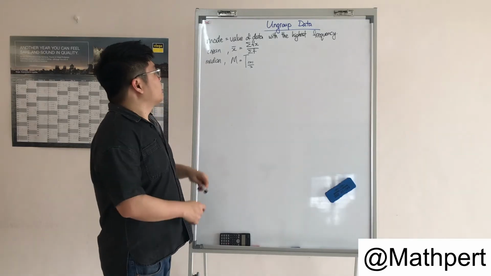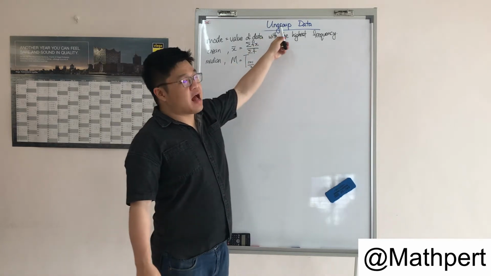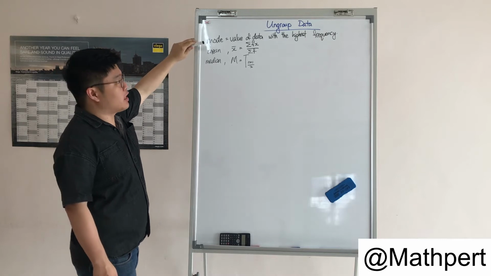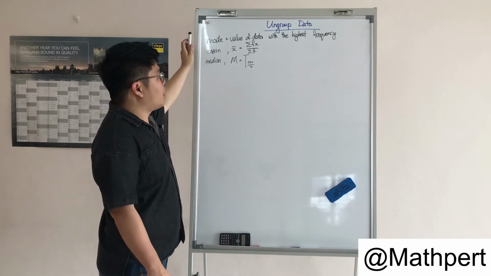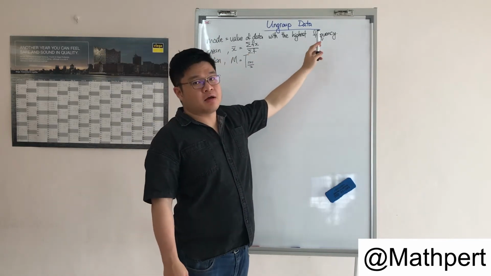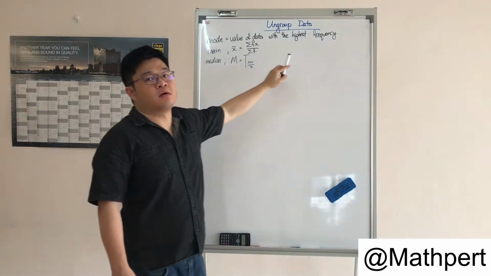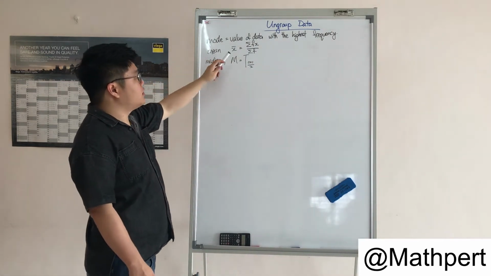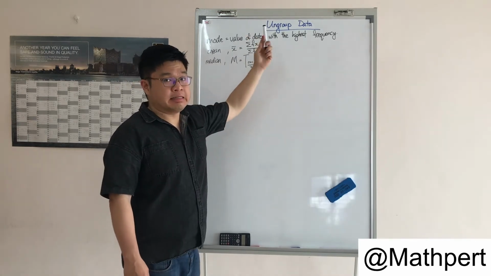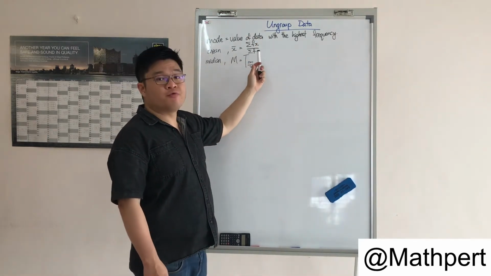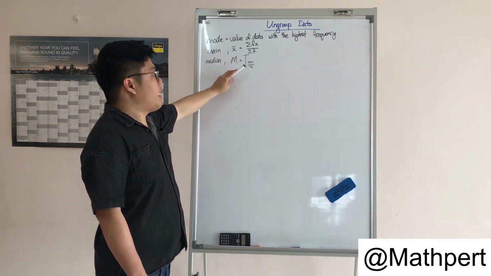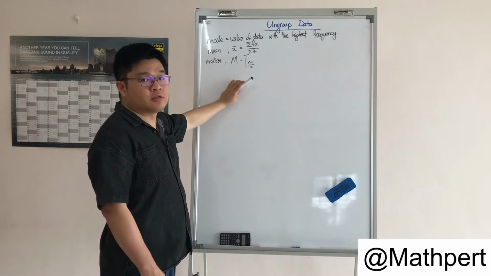Now let's take a look at mode, mean, median for ungrouped data. In ungrouped data, mode has the same definition as what we talked about previously. The definition of mode is the value of data with the highest frequency. Mean equals the summation of frequency multiplied by the data, over the summation of frequency. And for median, it's the same: median is term (n plus 1) divided by 2.